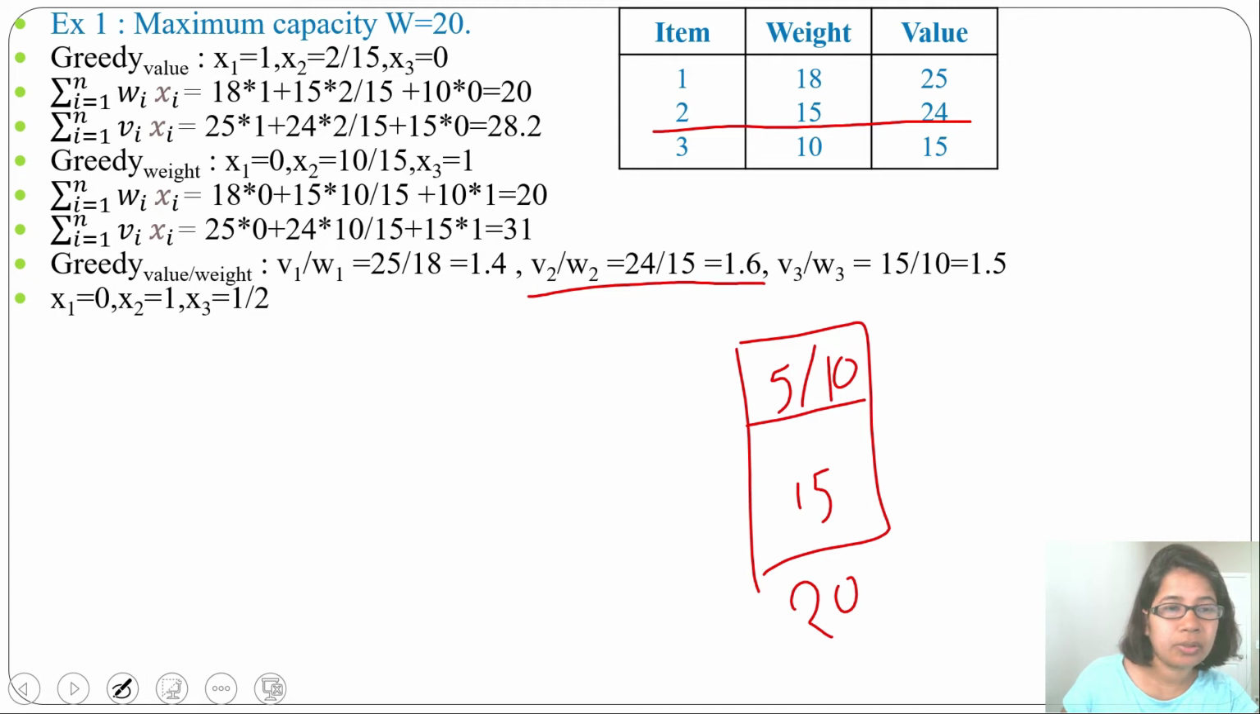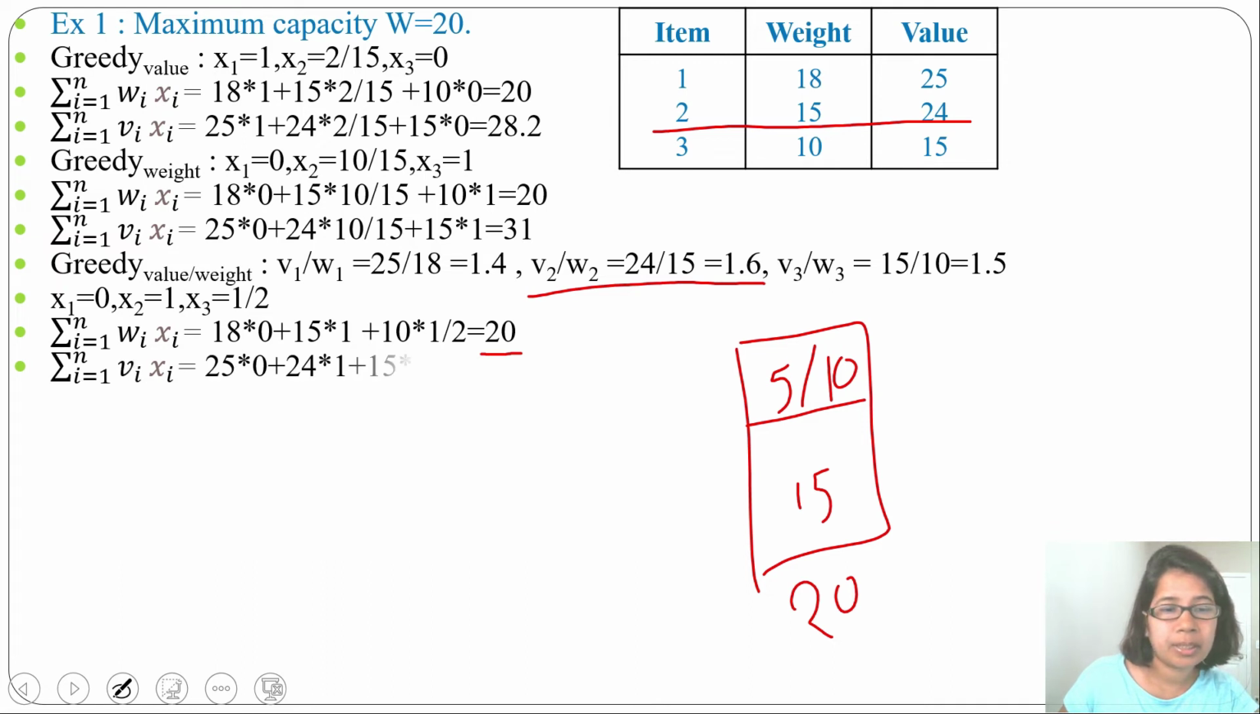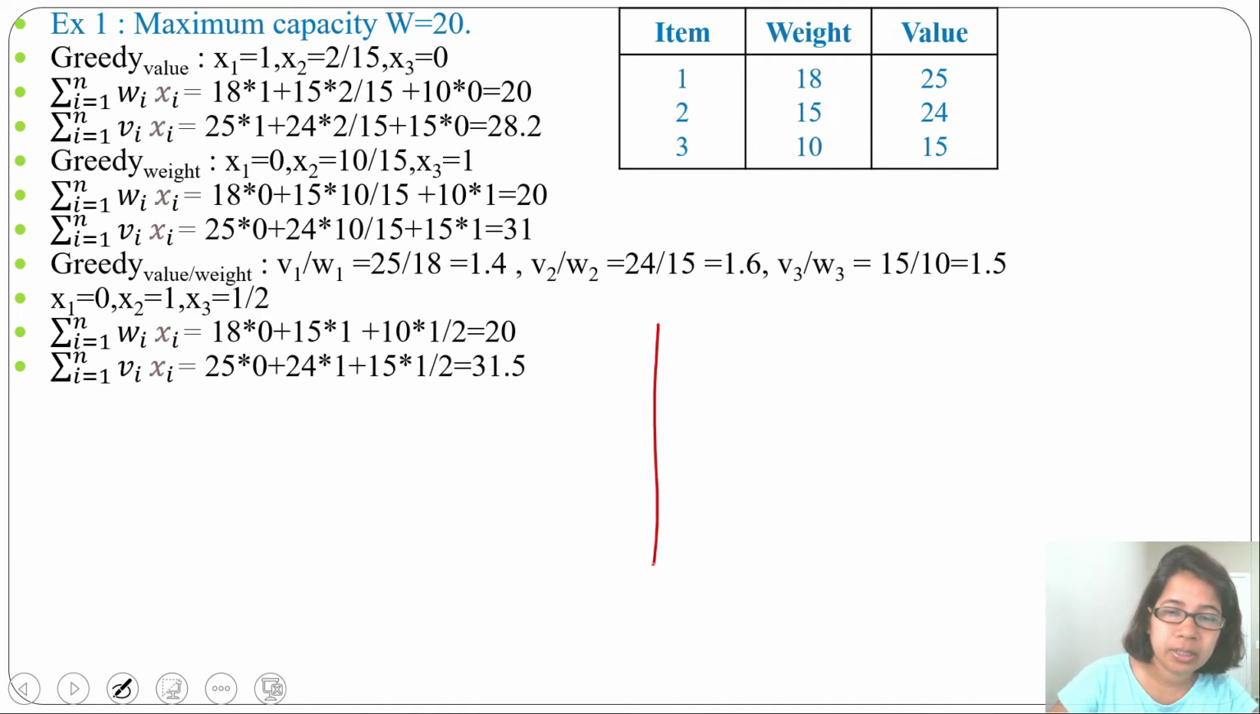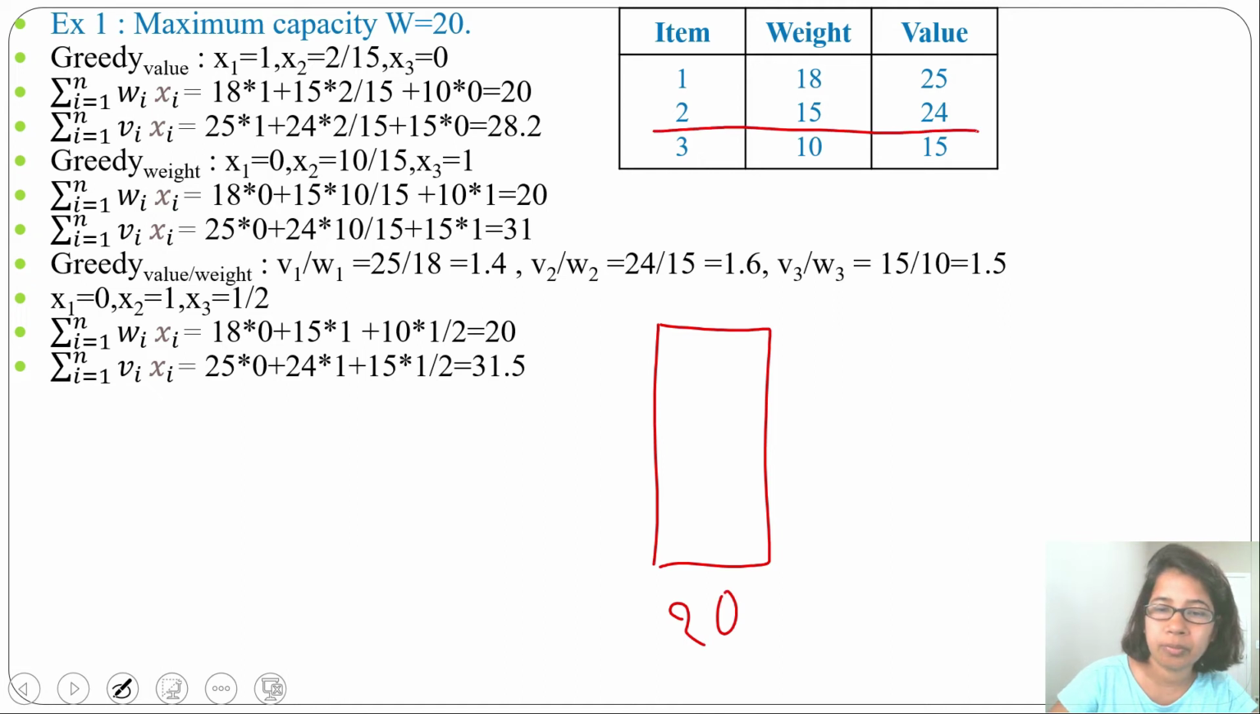Next I will find total weight. 18 multiplied by 0 plus 15 multiplied by 1 plus 10 multiplied by 1/2, it is 20. Next I will find total value. So total value will be sum Vi Xi: 25 multiplied by 0 plus 24 multiplied by 1 plus 15 multiplied by 1/2. We got 31.5.